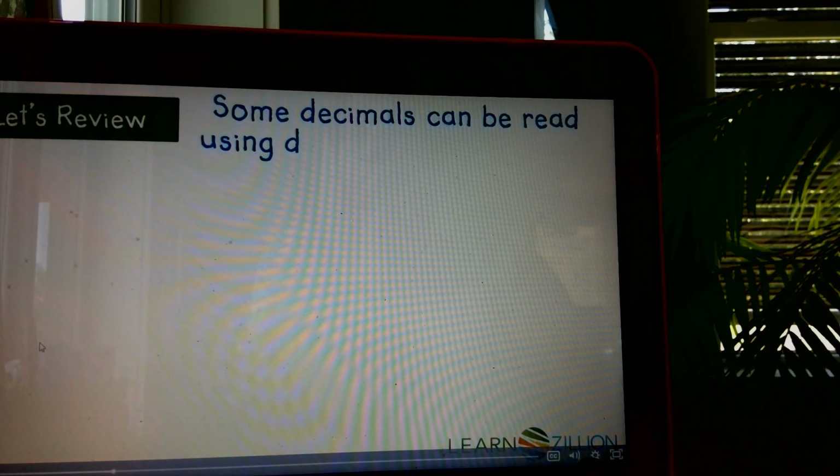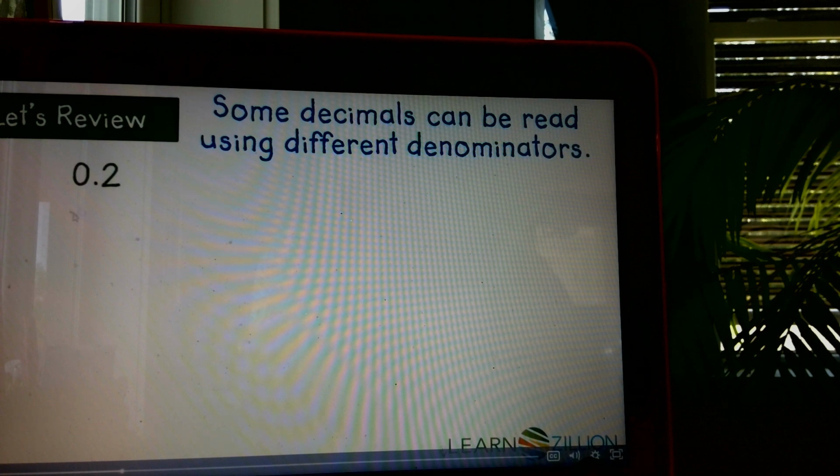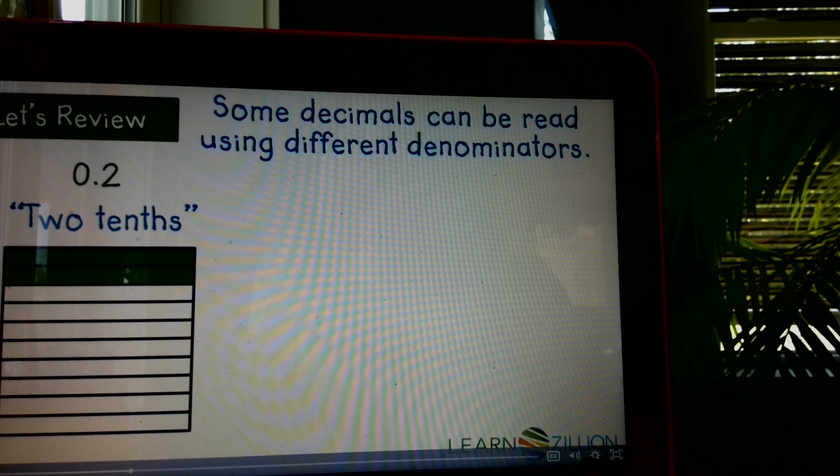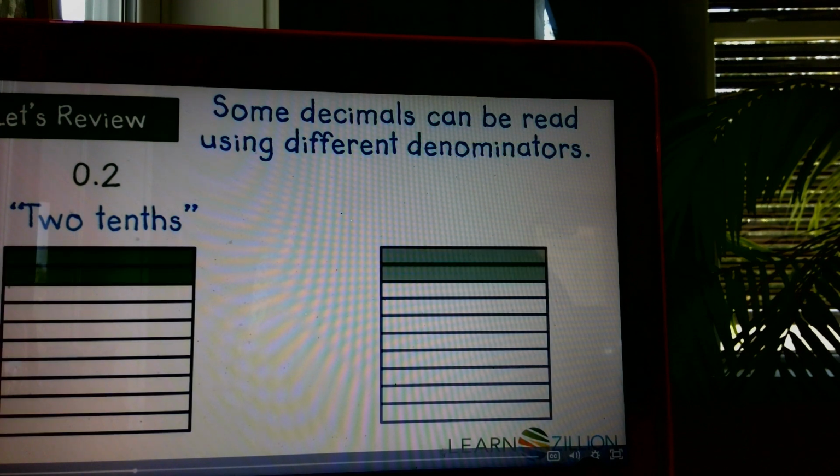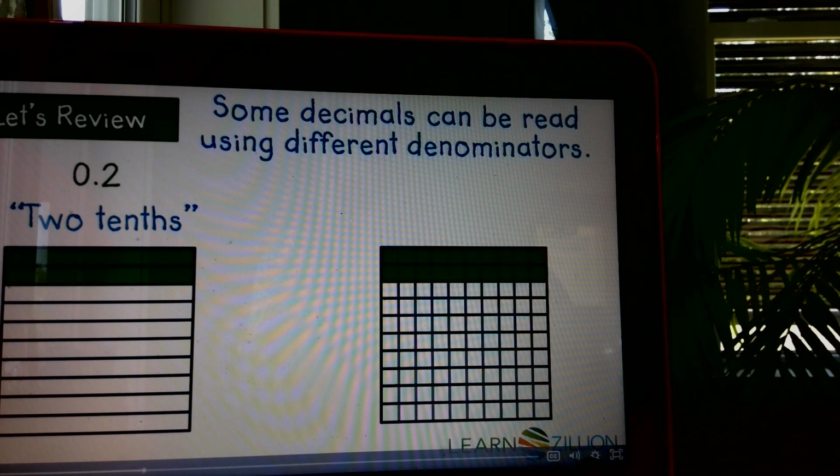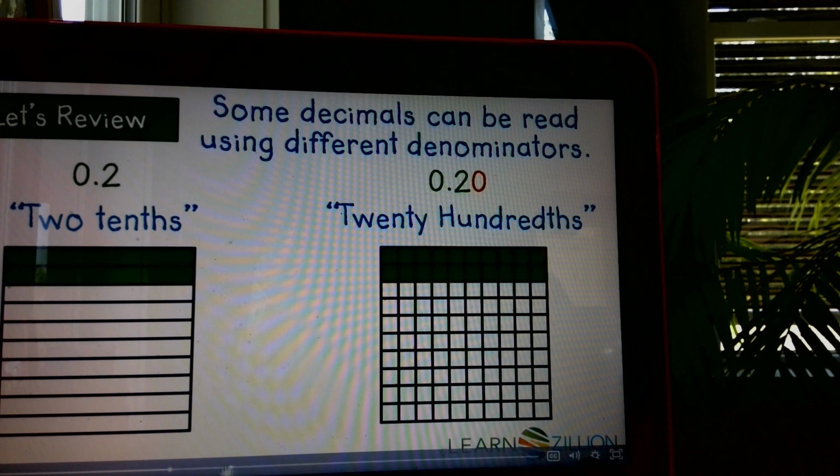Some decimals can be read using different denominators. Let's take 0.2 for example. One way to read this is 2/10 because it represents 2 out of 10. We can also think of this decimal as being out of 100. So instead of 10 parts, let's divide our picture into 100 parts. We can see that we now have 20 parts shaded in. This decimal is 20 hundredths, which is written as 0.20. So 2/10 and 20 hundredths are two ways to represent the same amount.